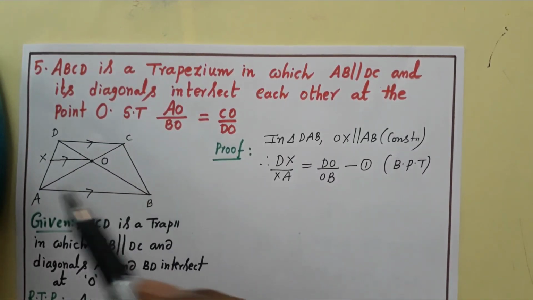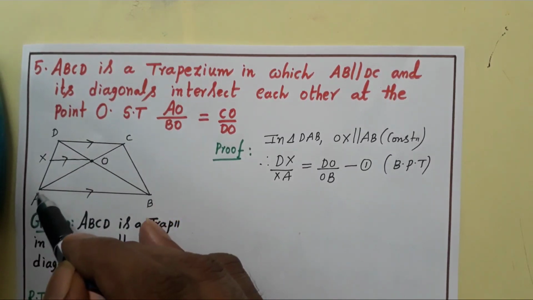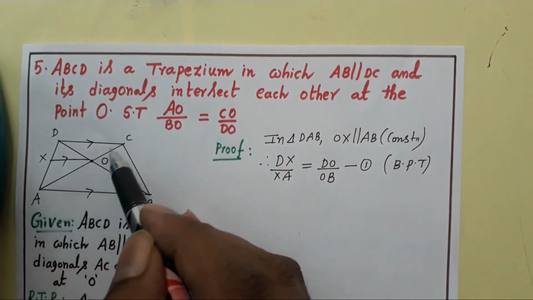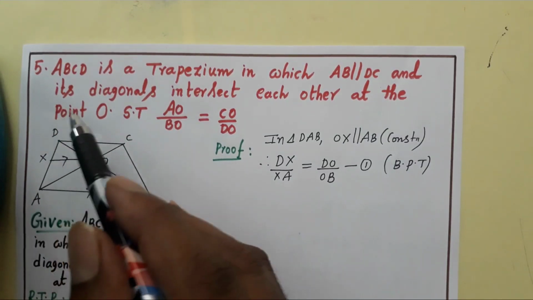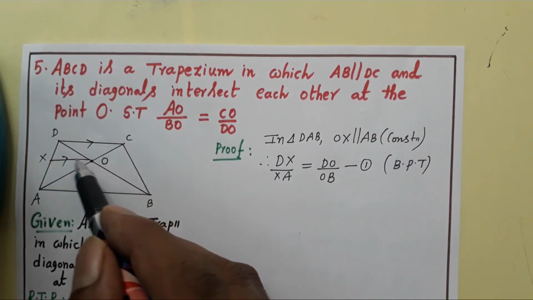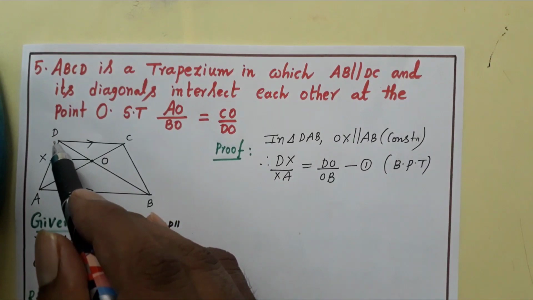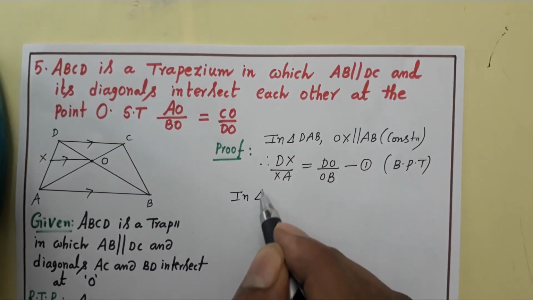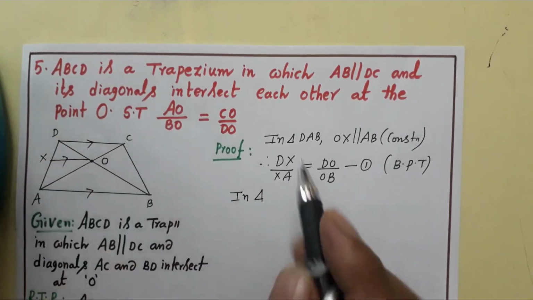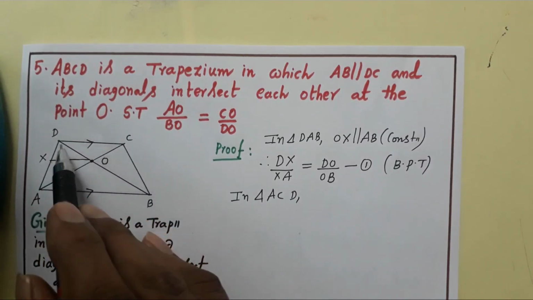Now once again you see the triangle ACD. Observe, children, ACD. In this triangle also you can write OX is parallel to CD. I told you already, in the construction we have drawn OX parallel to AB, automatically OX is parallel to DC. So in triangle ACD, OX is parallel to CD.